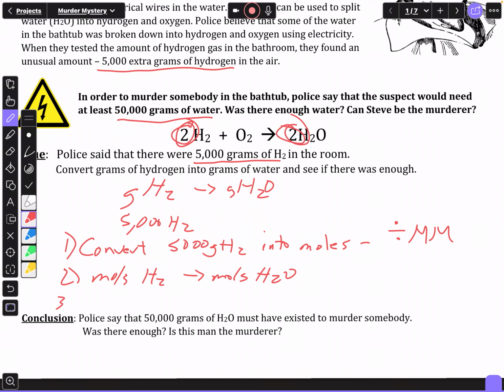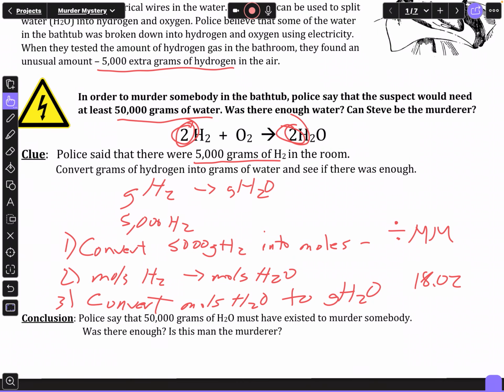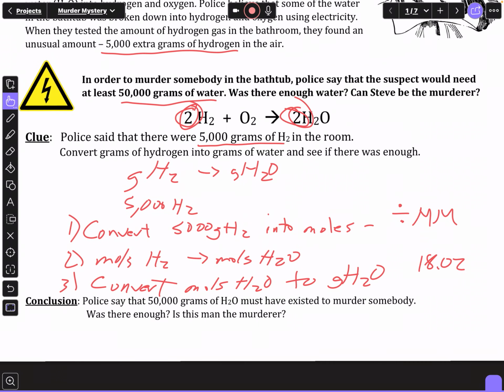And then my last step, once I've found my moles of H2O, is just going to be to convert moles of H2O to grams of H2O. I want to just multiply by the molar mass to get that. And the molar mass will be of just H2O, which, when you add it up, is 18.02 grams per mole. And that will tell you if that man was the murderer or not.